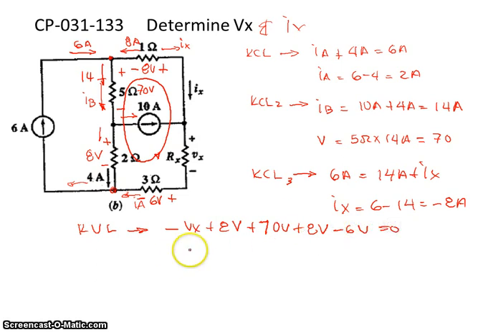So if I send v sub x to the other side of the equation, then this is going to be 8 plus 8 is 16, plus 70, minus 6 volts, and I can see that this is going to be 80 volts, and that will be the result. So we have 80 volts as the result for v sub x, and I sub x was minus 8 amps.